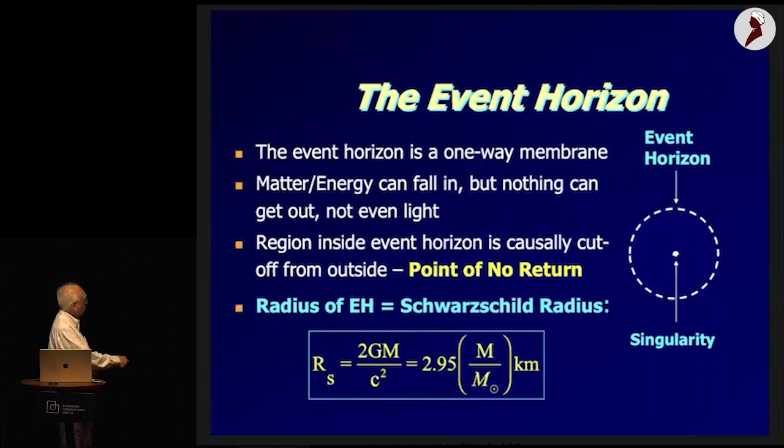If I'm out here, fine, life is fine. I can do what I want, I can go where I want, I can talk to anyone, send signals, etc. But if I cross this event horizon, then I'm gone. There is no way I can come back. There is no way I can send a signal back. Even if I shoot a ray of light, the light cannot escape, right?